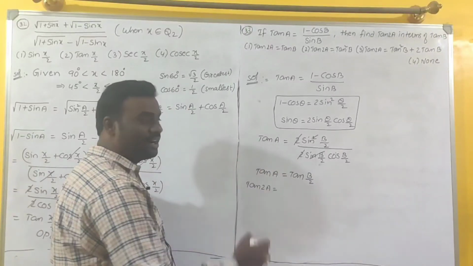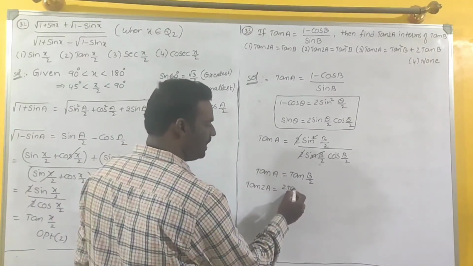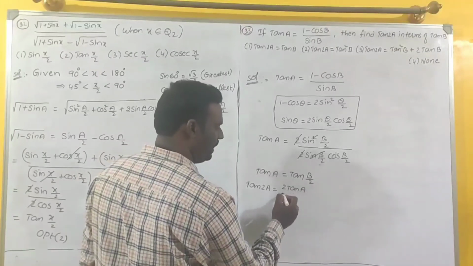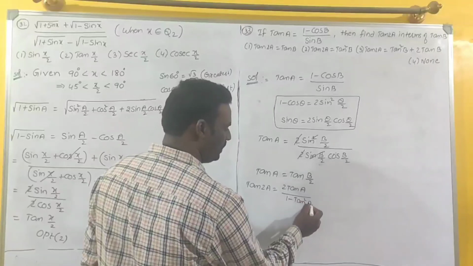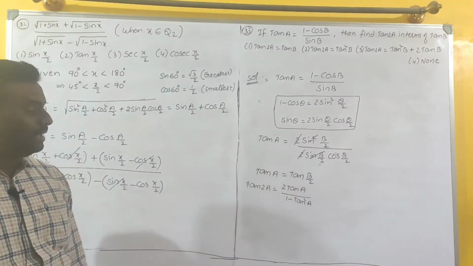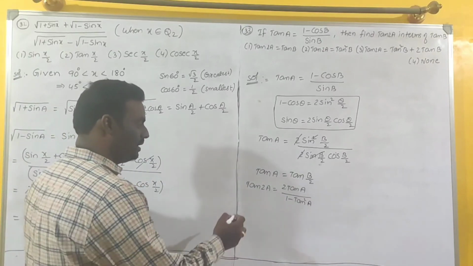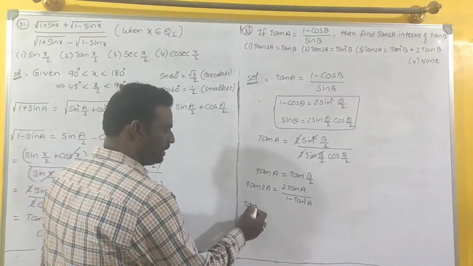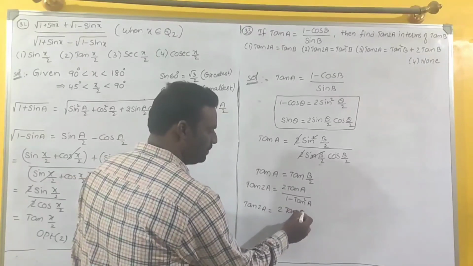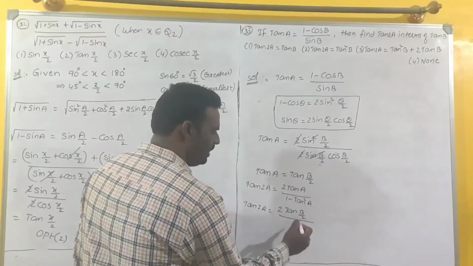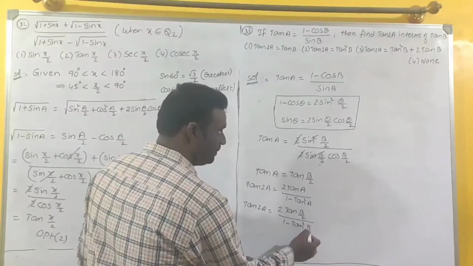Tan 2A formula we already know. What is the tan 2A formula? 2 tan A by 1 minus tan square A. In place of tan A, what can I substitute? Tan B by 2. That equals tan 2A equals 2 tan B by 2 by 1 minus tan square B by 2.